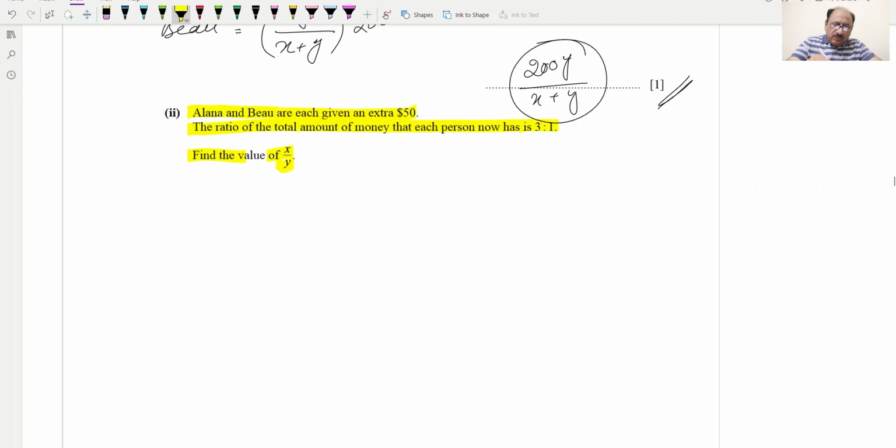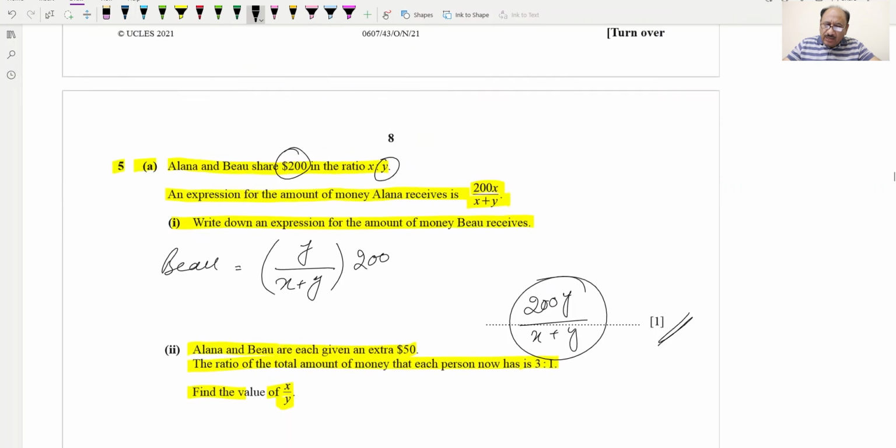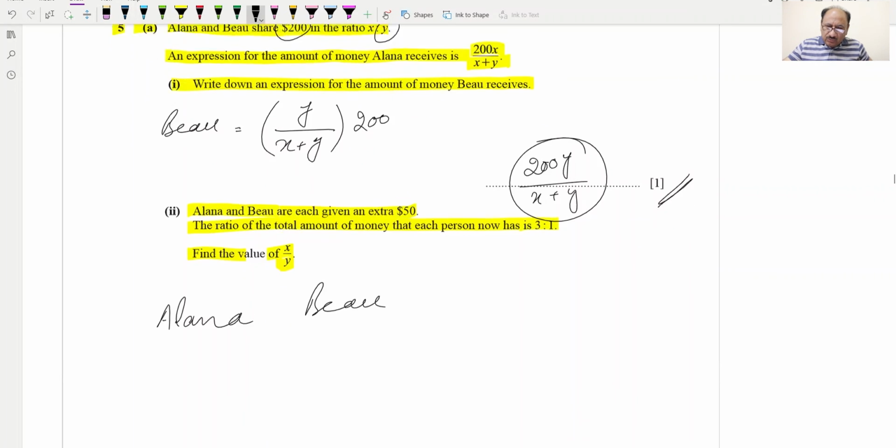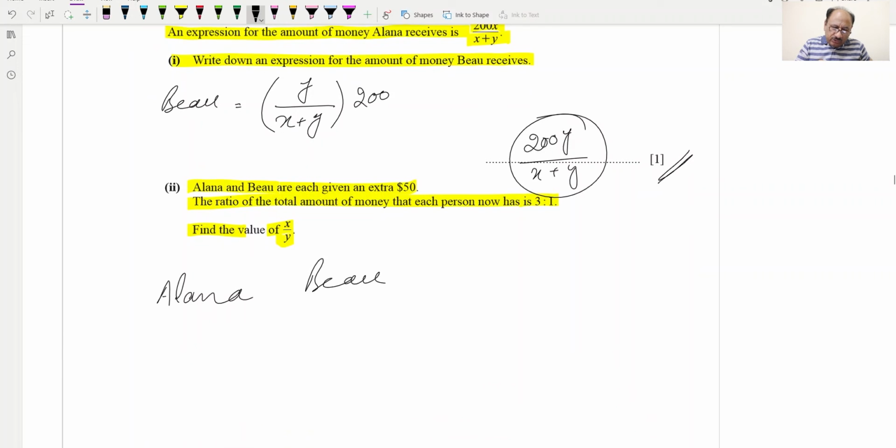Now the person having 200x, which is Elena, we can write Elena here, and the ratio. We can write it like this: for Elena it is 200x over x plus y, whereas this person is having 200y over x plus y.